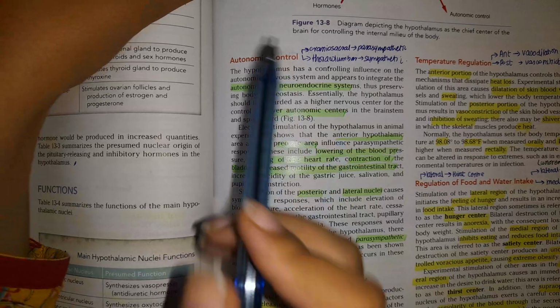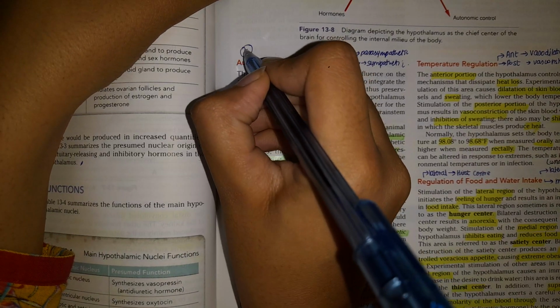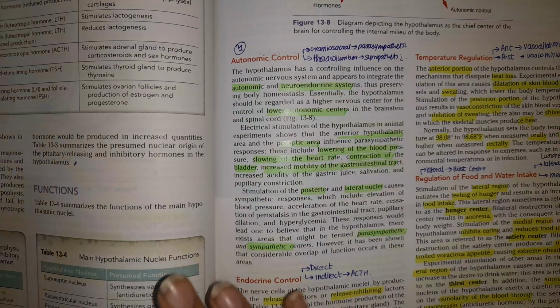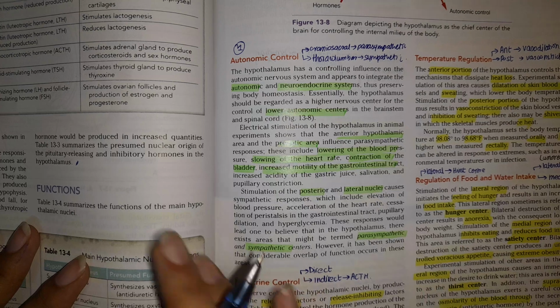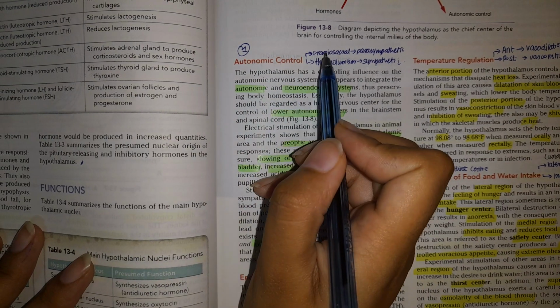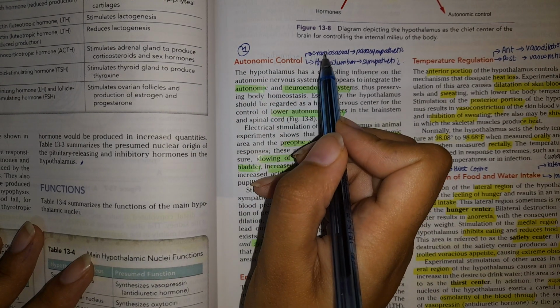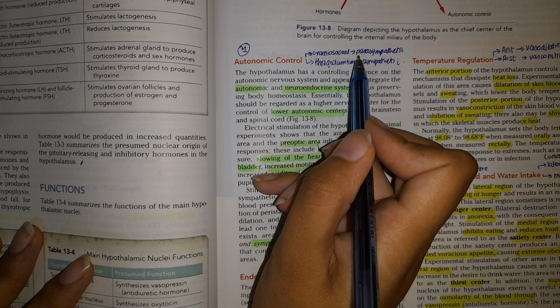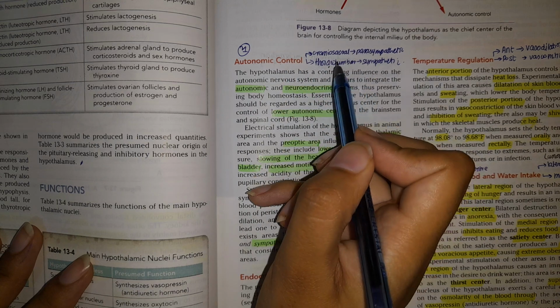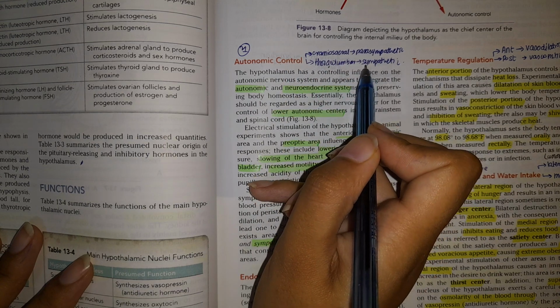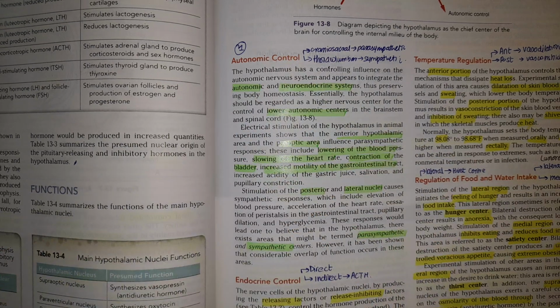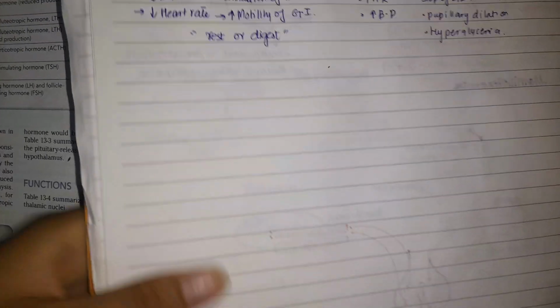First of all, we have the autonomic control. This is number one. As you know, hypothalamus is a major center and it is going to control the autonomic nervous system. The craniosacral outflow from the reticular formation is going to control the parasympathetic system, whereas thoracolumbar is going to control the sympathetic system.